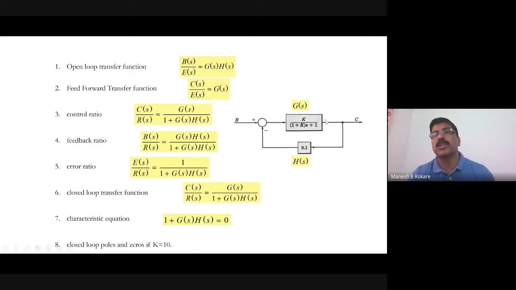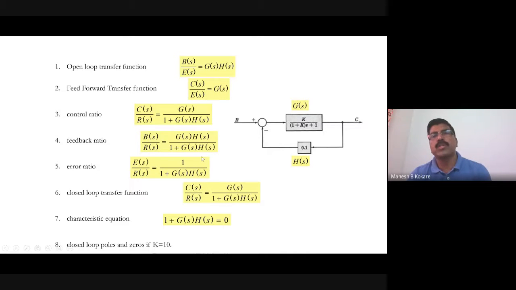And the closed loop transfer function is G(s) divided by 1 plus G(s)H(s). That is also called the control ratio. Since this is a negative feedback, this sign is positive. If it were positive feedback, this sign would be negative. Then the feedback ratio, which is B(s) upon R(s), if you manipulate the entire equations, you will get G(s)H(s) divided by 1 plus G(s)H(s). That is the feedback ratio.